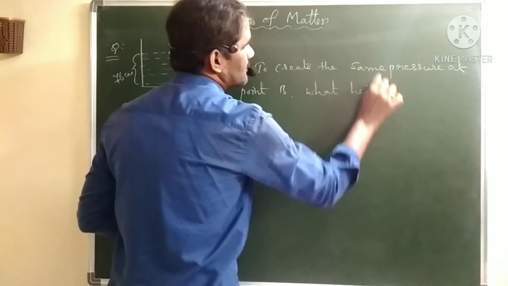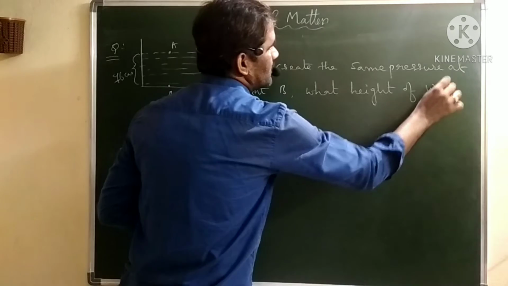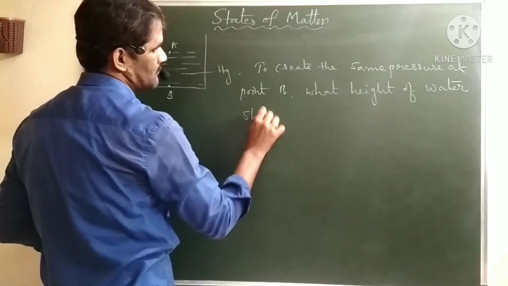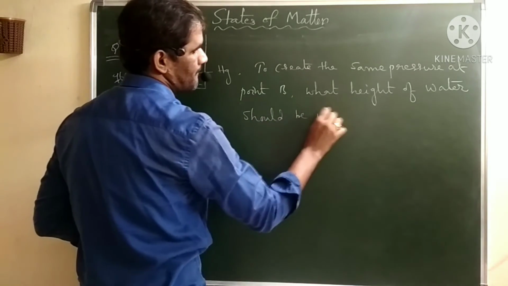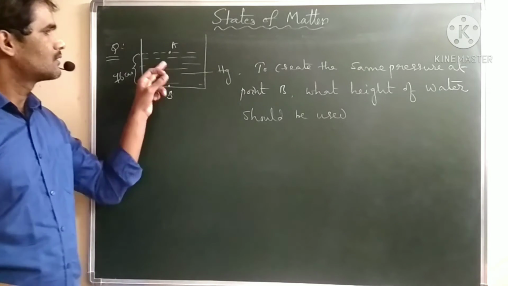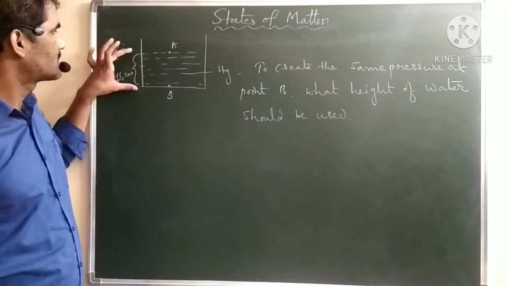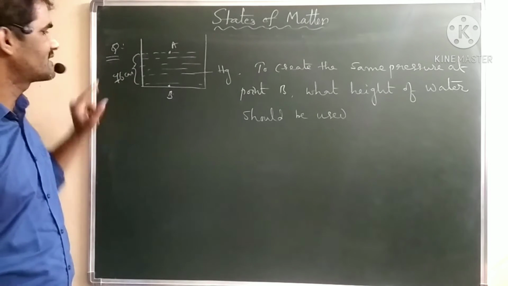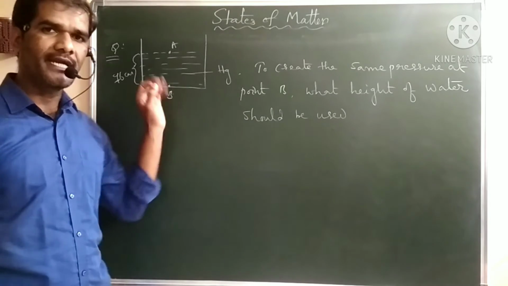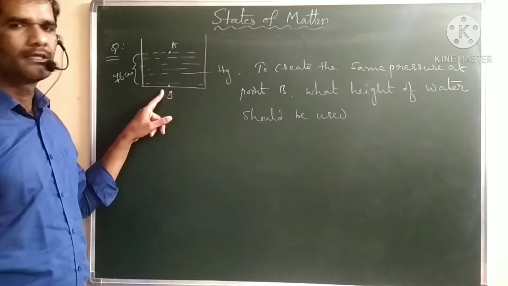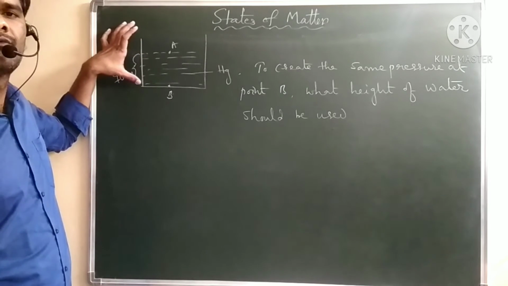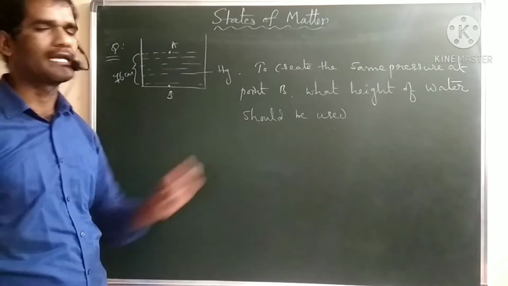What height of water should be used? This is the question here. One mercury vessel, the height of the mercury in that vessel is 76 centimeter. So anyhow, it exerts some pressure at point B. So to create the same pressure at this point, how much water do we have to take in this vessel? Then what is the height of the water in this vessel? That we have to calculate.